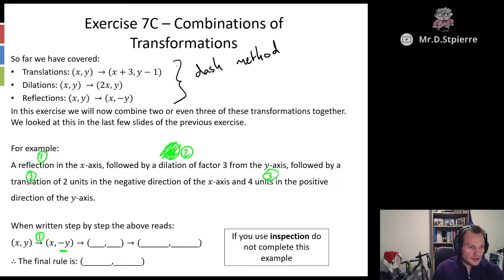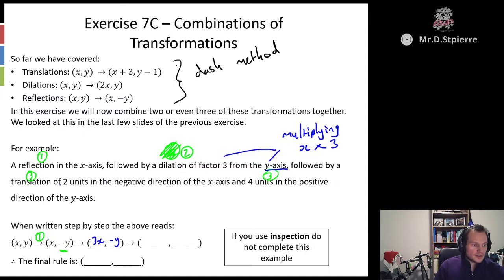Now, second step, followed by a dilation of a factor of 3 from the y-axis. If we are dilating from the y-axis, that means we are stretching away from the y-axis. We're dilating by a factor of 3, so we're stretching away. If it's less than 1, then we're compressing. So we're actually changing the x-coordinates. We're multiplying every x by 3. So we now have 3x, negative y.